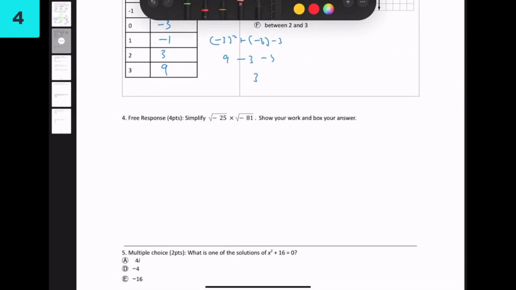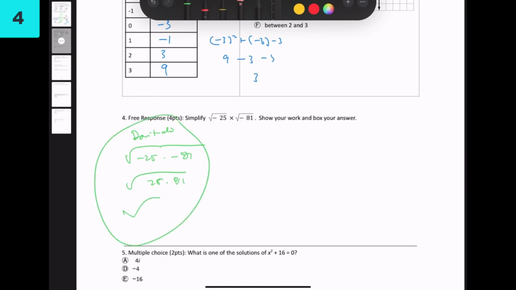Number 4, we need to simplify this one. So the temptation, let's write that, don't do, is to do something like this. And then negative times negative is a positive, so you do 25 times 81, and then you multiply those and you would solve that. So don't do that.